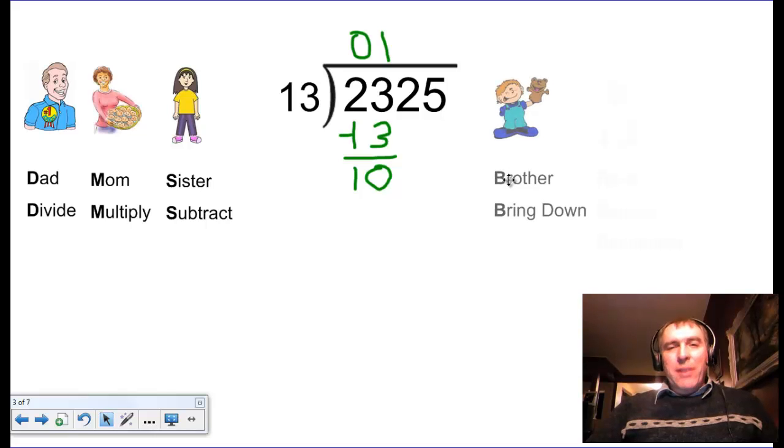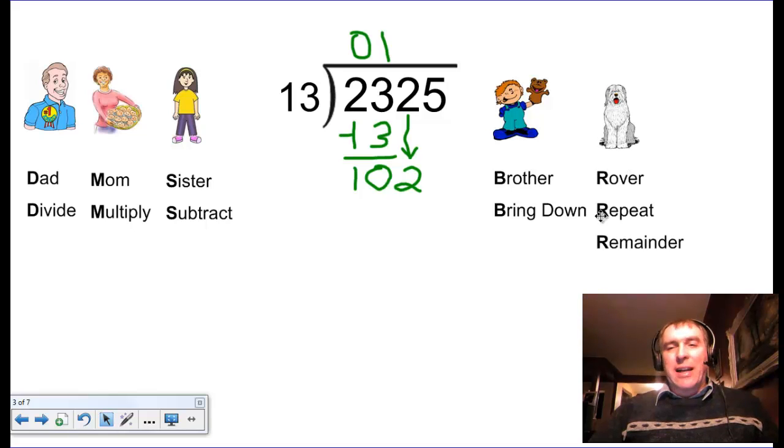And that is, in fact, what we've got here. And so Brother is the next family member, and he tells us that we need to bring down. So we bring down the 2, straight down. Excuse the slightly crooked arrow. And now we've got 102. So, the next process? Well, Rover. Rover tells us that either this is our remainder, or we repeat the whole process. And since we still have a number that we haven't dealt with, we have to repeat the whole process.